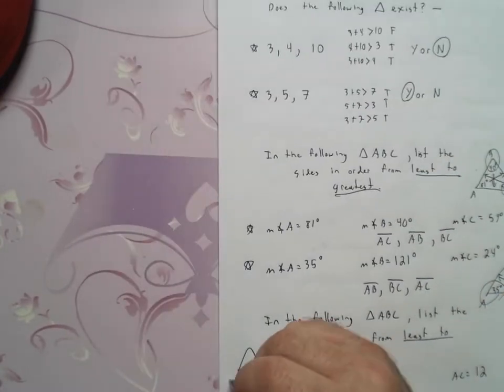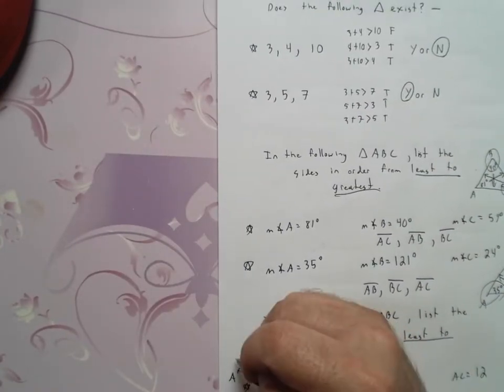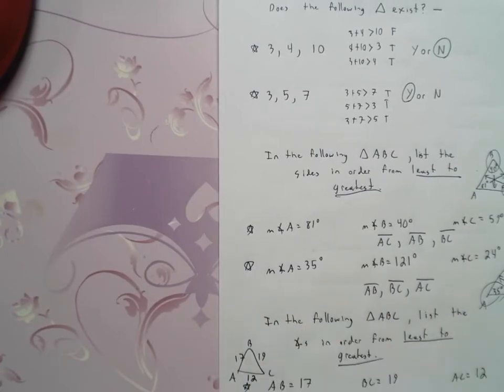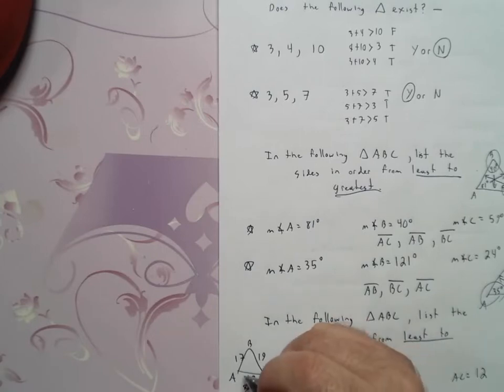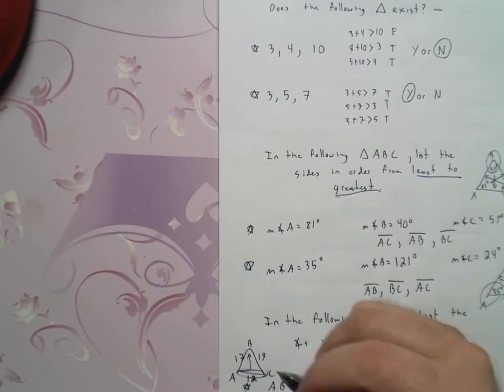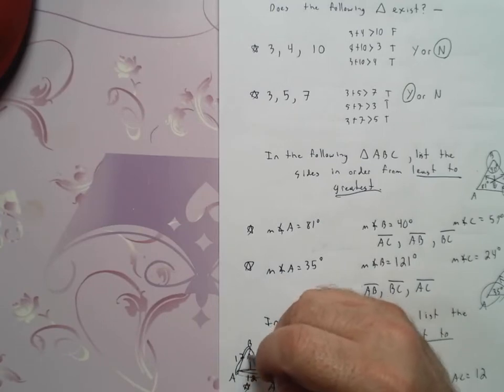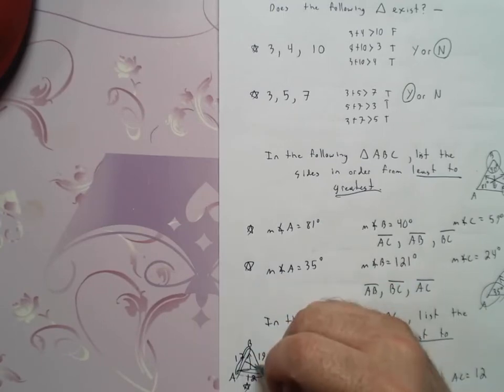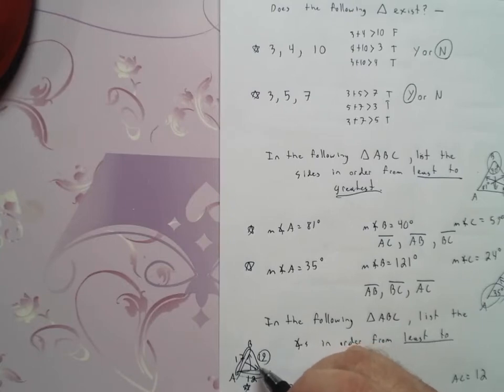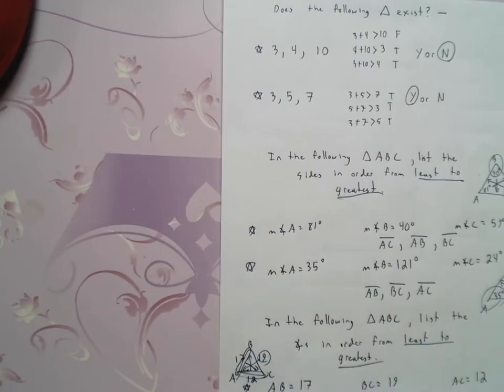It's not too hard. I've got A, B, C. AB is 17. BC is 19. AC is 12. So here's my smallest side. That means the angle that's across from it, angle B, is the smallest angle. Here is my next smallest side. That means the angle across from it is the next angle in line. And then that leaves me with angle A to be the largest. And that makes sense because here's my largest side right there. That would be my largest angle. We don't care what their measures are, we just know that this is true.